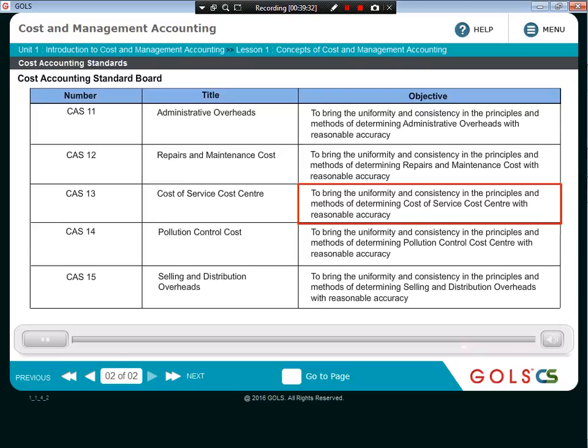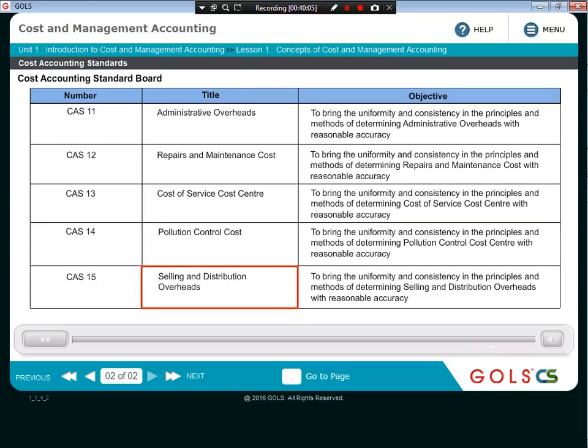In a manufacturing organization like chemical manufacturing, etc., there will be wastage. The wastage which is coming out has to be properly seen, it has to be properly utilized, or it has to be disposed of. For that purpose, how to utilize it or how to do the pollution control cost, cost accounting standard 14 has been framed. And last but not the least, the final thing is regarding selling and distribution.